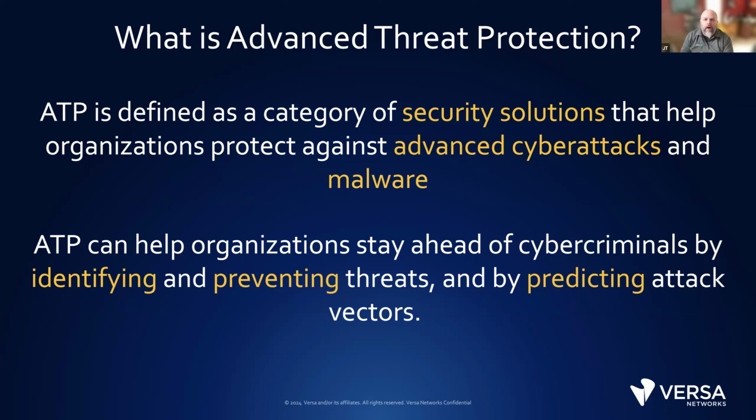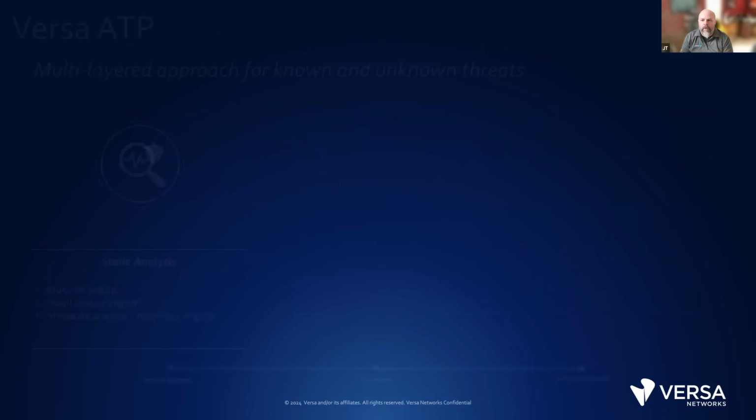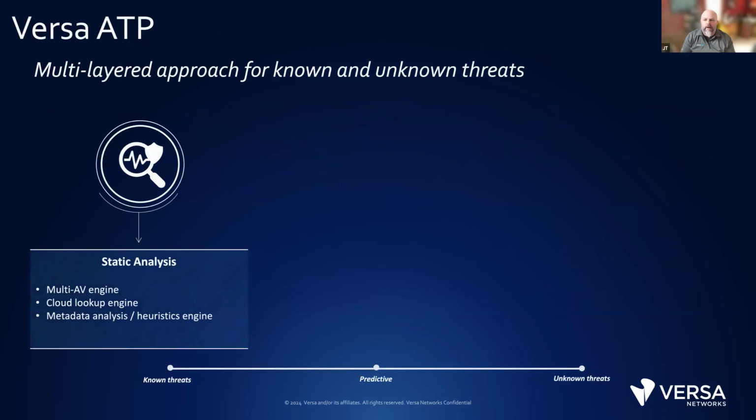So, what does our ATP solution really look like? Well, it's kind of easy. We use a multi-layer approach for known and unknown threats. Well, what does that mean, right? Everyone's going to say, hey, everyone uses something that's multi-layered. What does your solution do? Well, first off, we're not just looking at things like URL filtering or something of that nature. We really have built a solution that gives us the ability, number one, to do static analysis.